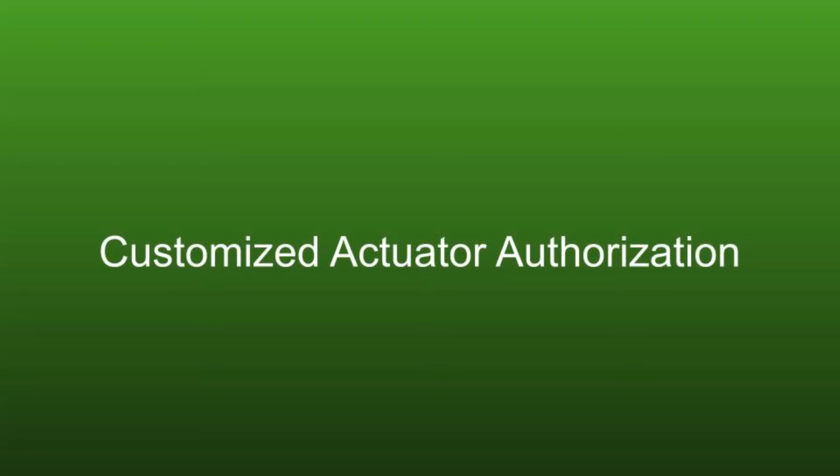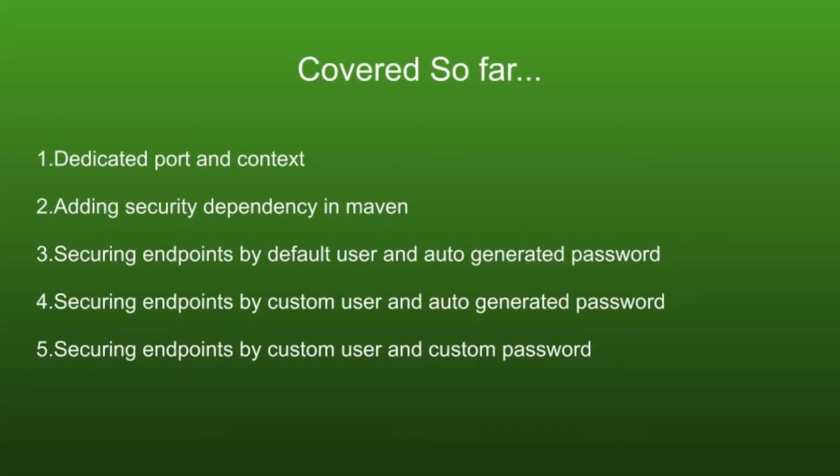We saw that we added the 9000 port and the management context to secure our endpoints, and we extended that security after adding a security dependency in the Maven. When we added that security dependency in the Maven, we saw that the auto-generated password was present in the console, and we used the same password to access the endpoints. And we used the default user called user to access those endpoints.